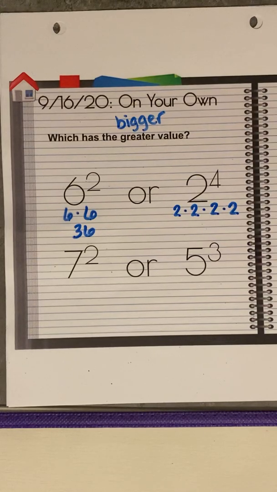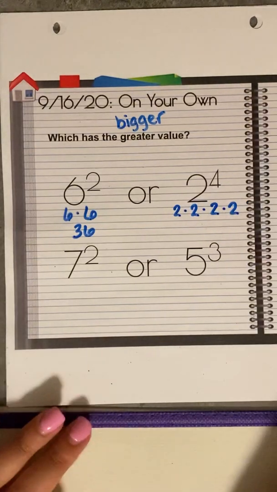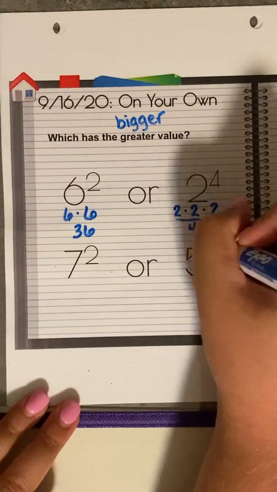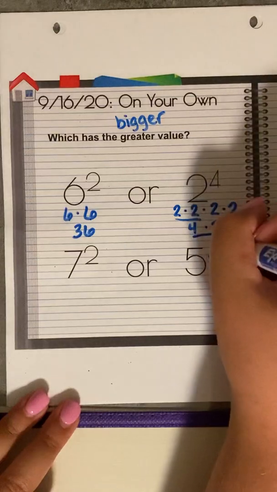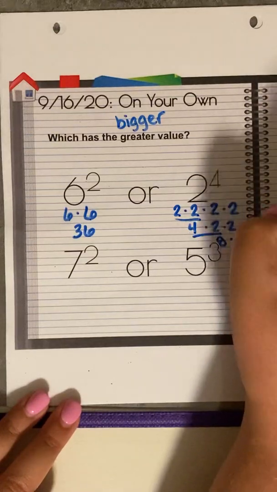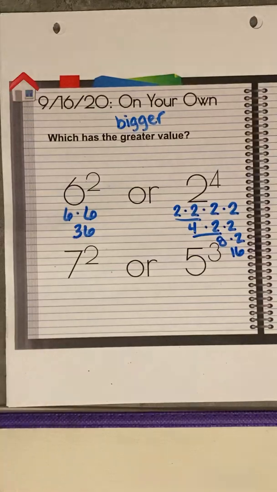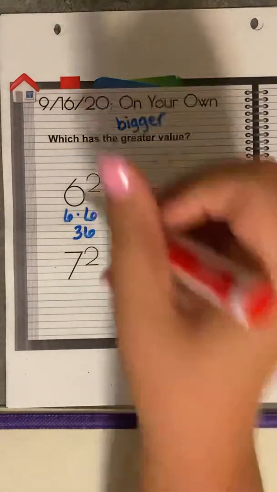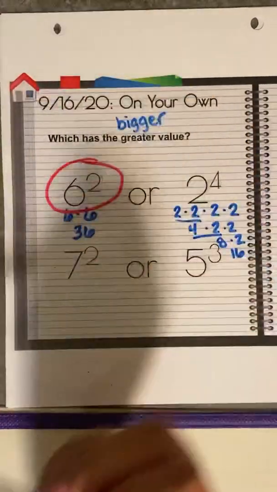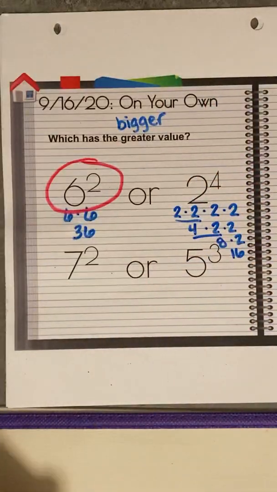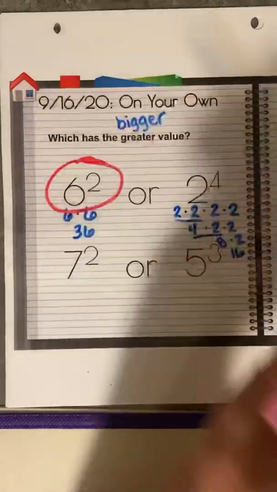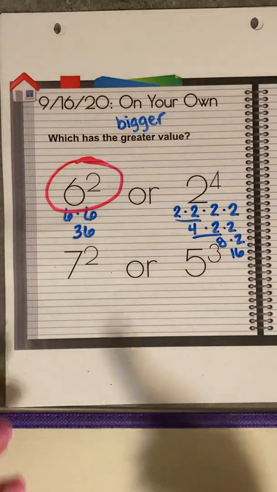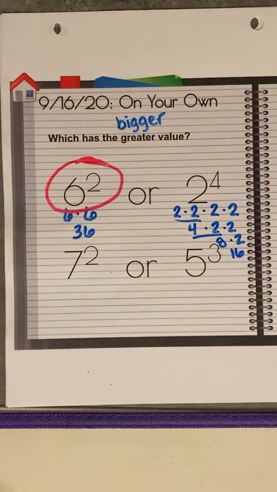So what is 2 times 2 times 2 times 2, or 2 to the 4th power? Well, what's 2 times 2? That's 4. I'm going to bring everything else down. What's 4 times 2? That is 8. And then I'm going to bring down my 2. What's 8 times 2? 16. So what is bigger, 36 or 16? 36. Duh, Miss S. Alrighty. So we're going to drag that circle over to around the 6 squared.